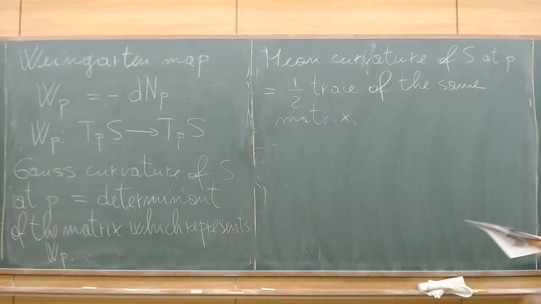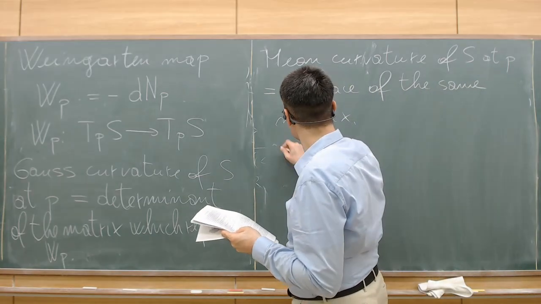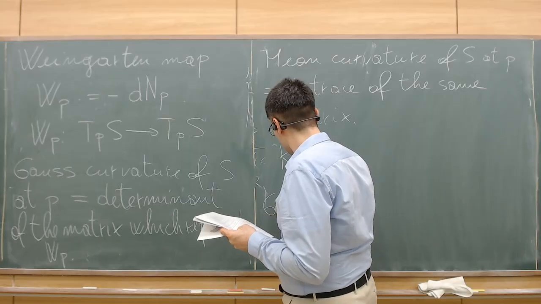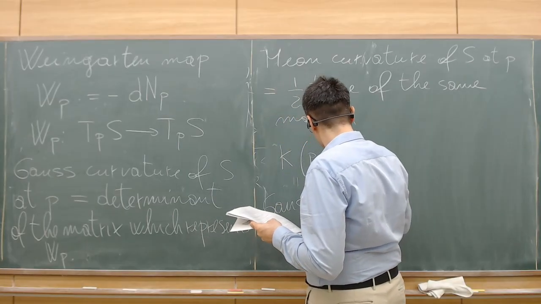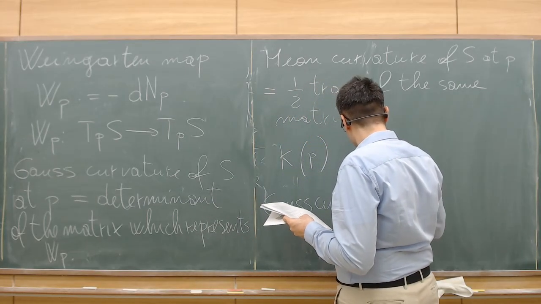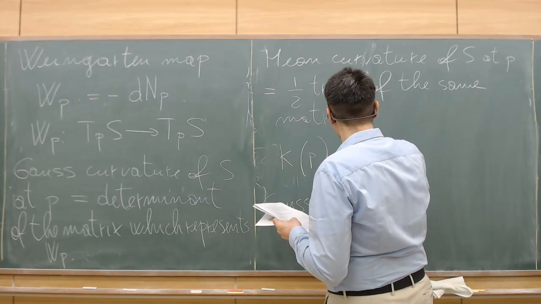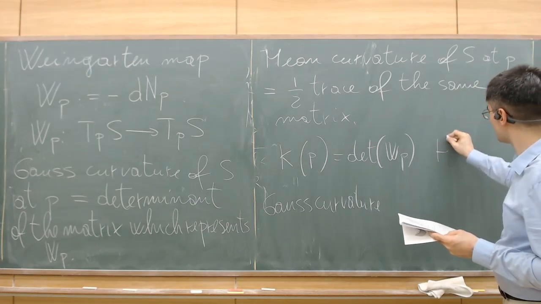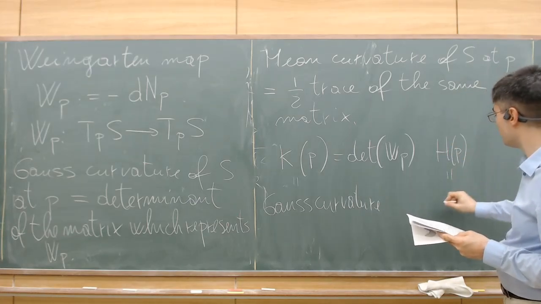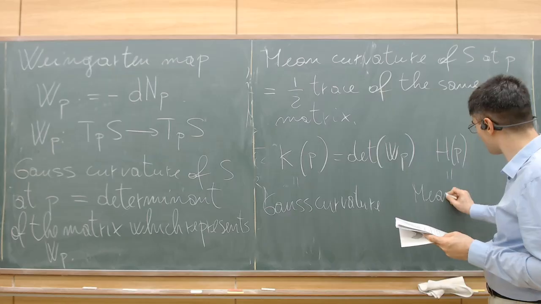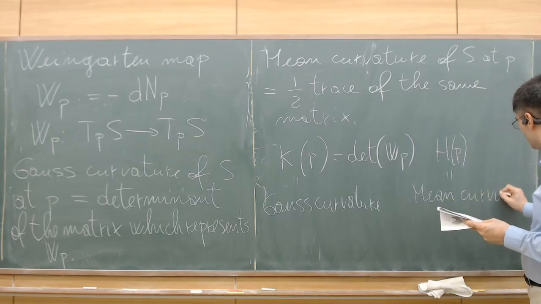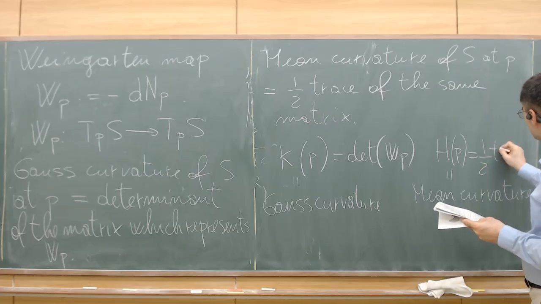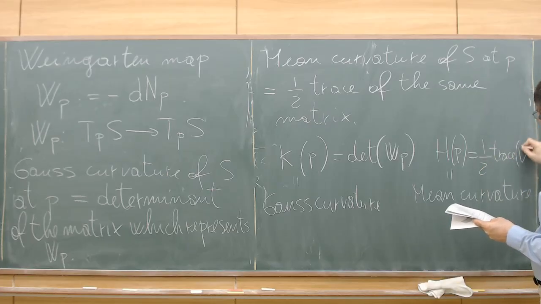So if you want to write this using symbols, you have that K of P, the Gauss curvature, is the determinant of W_P, and H of P, the mean curvature, this is 1/2 the trace of W_P.